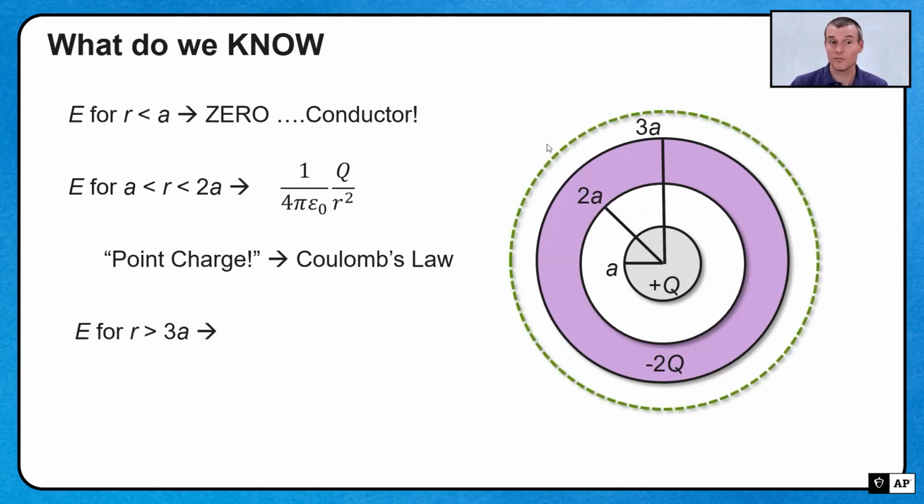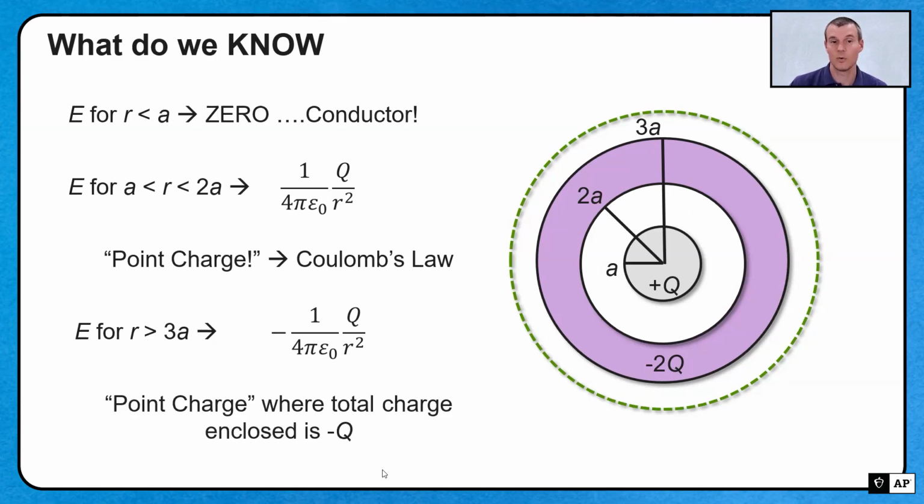The same thing is true for the outside. When you look at all the charge enclosed, it's just going to be a total of our positive q and negative 2q. So the total charge enclosed is negative q. And so sure enough, we end up getting the exact same thing. So we get these equations.